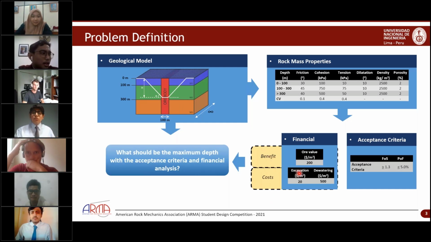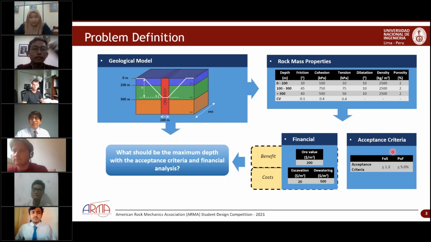To solve this problem, two constraints must be considered. The first one deals with the acceptance criteria for the geotechnical assessment, which requires a minimum factor of safety of 1.3 and a maximum probability of failure of 5%. The second constraint takes into account the ore value as well as the excavation and the dewatering costs.